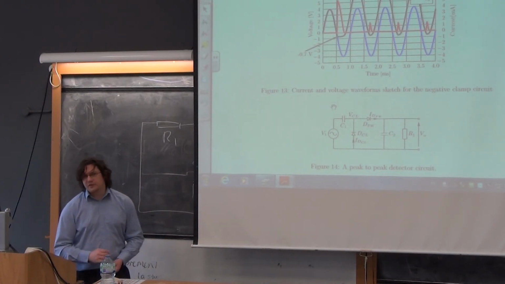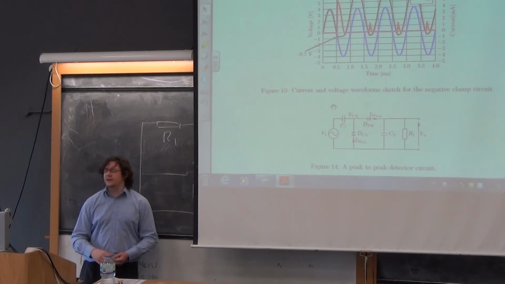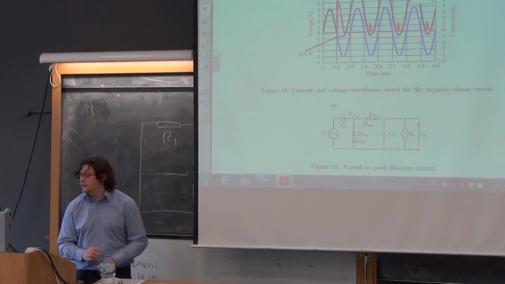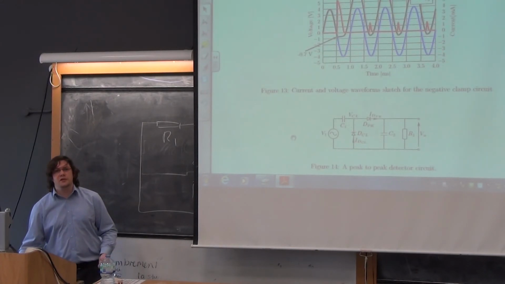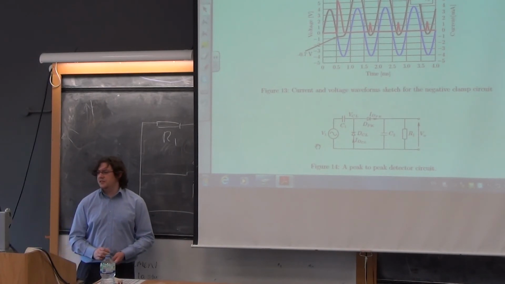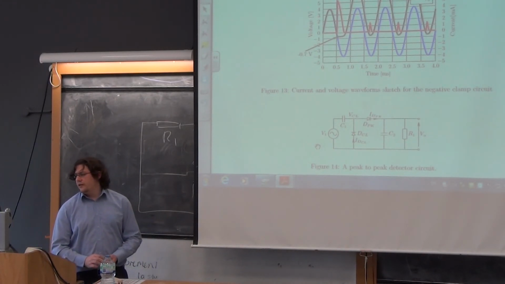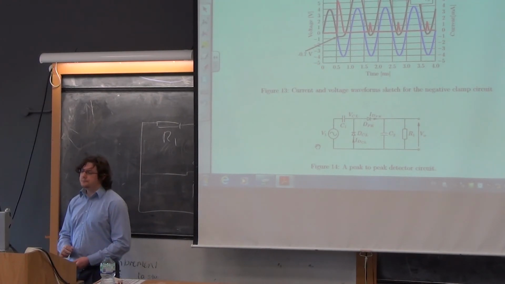And then the next bit of the question says, I've squeezed my peak detector together with my voltage clamp, and I've produced a peak-to-peak detector. Please draw the circuit, and it's 14, where C1 and DCL are the clamp, and DPK and C2 are the peak detector, and R1 is the load.